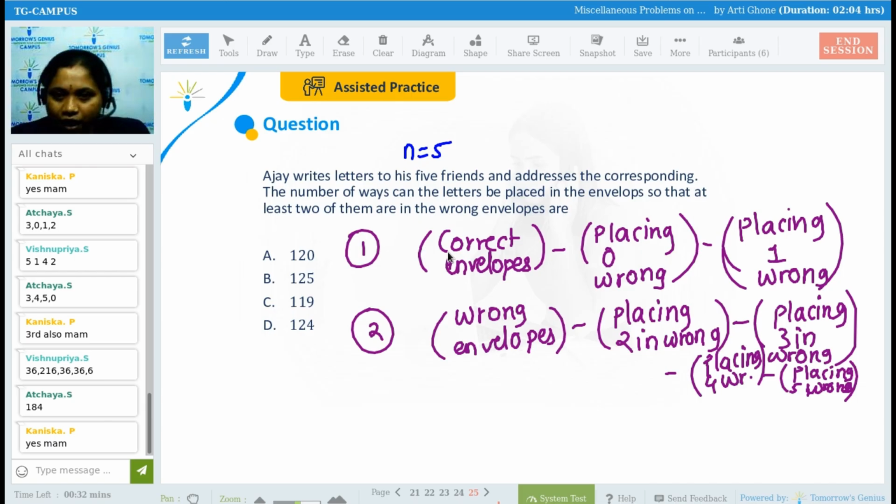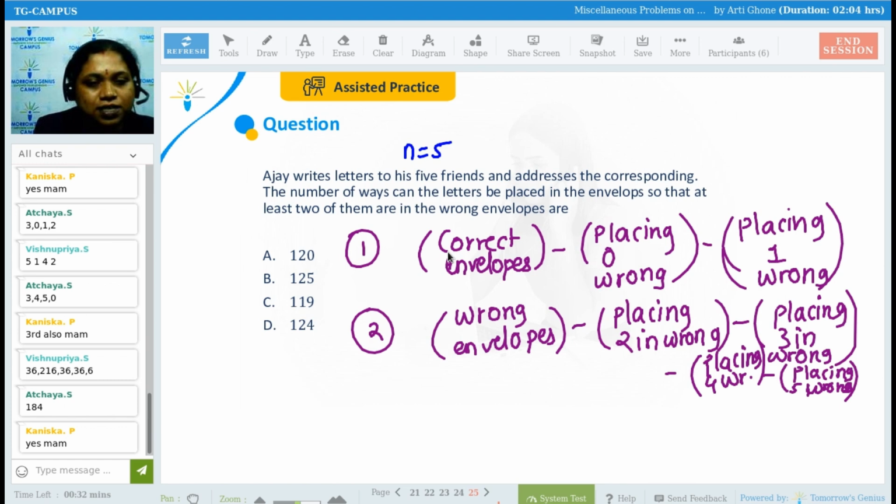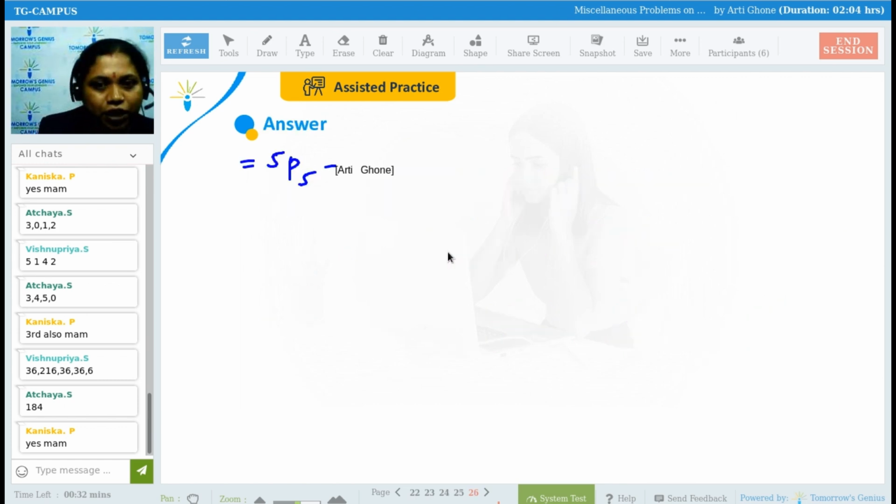First one is easy, no? Okay. If we think on this question, the first one is the easy method. So with this method, just think: if I want to place the 5 envelopes at 5 correct places, it can be done in how many ways? 5P5, 5 factorial. Clear? 5 envelopes at 5 different places can be done with 5P5, 5 factorial. Okay. If I want to place 0 wrong envelope, is there any way to place? Is there any way to place the 0 wrong envelope?